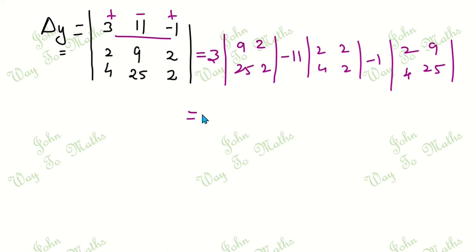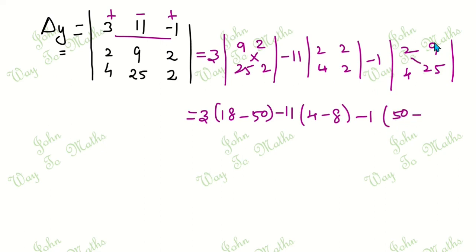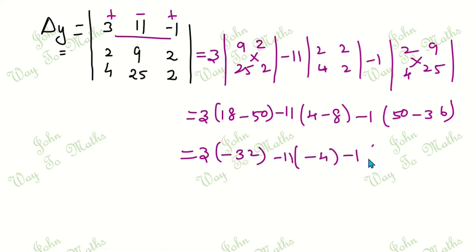So which is equal to 3 times first diagonal minus second diagonal. So first diagonal becomes 18 minus second diagonal becomes 2 into 25 becomes 50. Minus 11 of 2 2s are 4 minus 2 8 4s are 8. Then minus 1 of first diagonal becomes 50 minus second diagonal becomes 36, which is equal to 3 times of 18 minus 50 becomes minus 32, minus 11 of 4 minus 8 becomes minus 4. Then minus 1 of 50 minus 36 becomes plus 14.